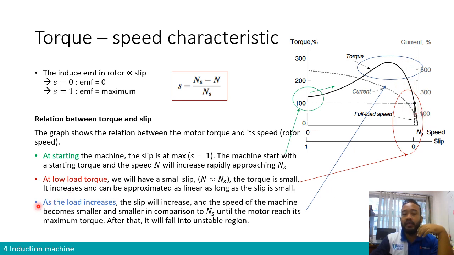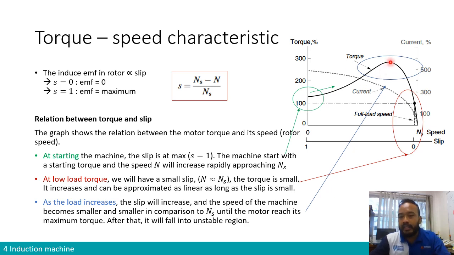Imagine now if the load increases, from 100%, let's say up to 300%. What's going to happen is that the speed is going to reduce. The slip is going to increase. The speed is going to reduce until it attains a certain maximum torque. A certain maximum torque corresponds to a certain slip value, right? So the slip will increase, and the speed of the machine is going to be smaller and smaller compared to the synchronous speed, until the motor reaches its maximum torque.